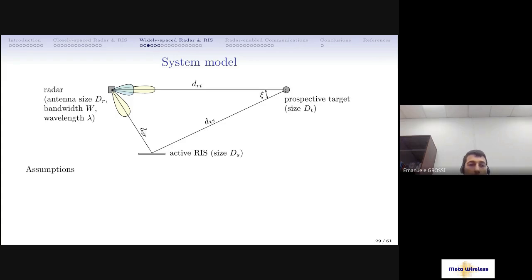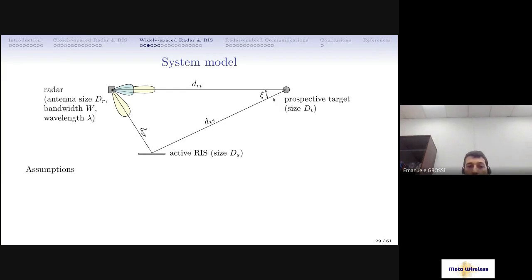The target, the prospective target since we don't actually know if the target is present, has a size DT, while the active RIS is a planar structure composed of half-wavelength spaced elements, and its size is DS. The size here is the largest linear extension in the three-dimensional space, so it can be one side of the RIS. Finally, Xi here is the angle formed by the line segment joining the radar transmitter and the target, and the line segment joining the active RIS and the target.